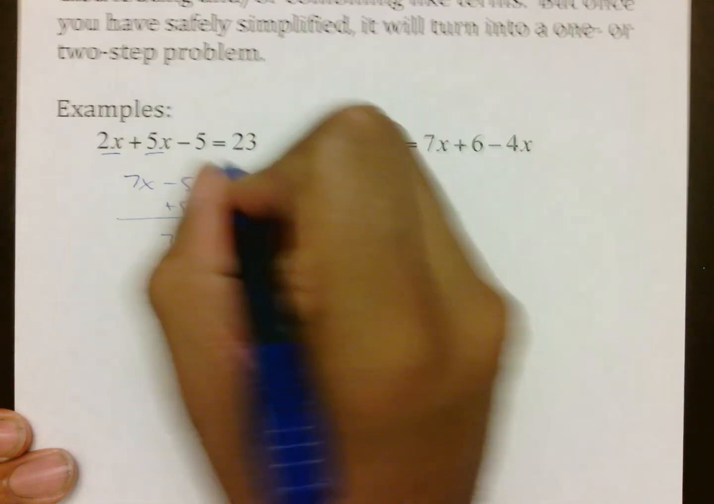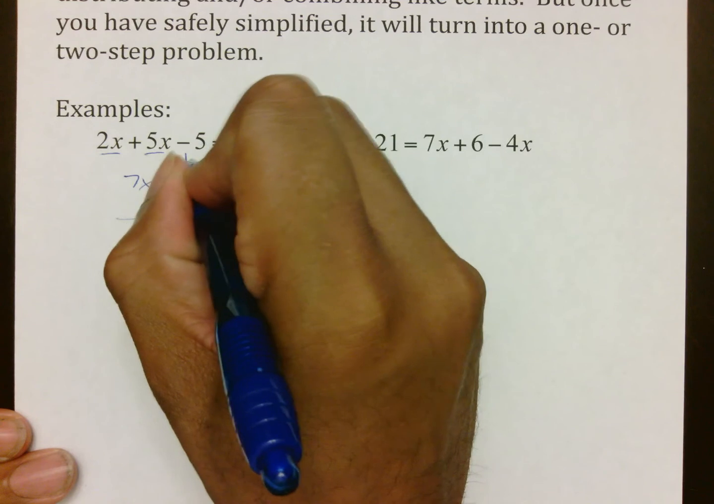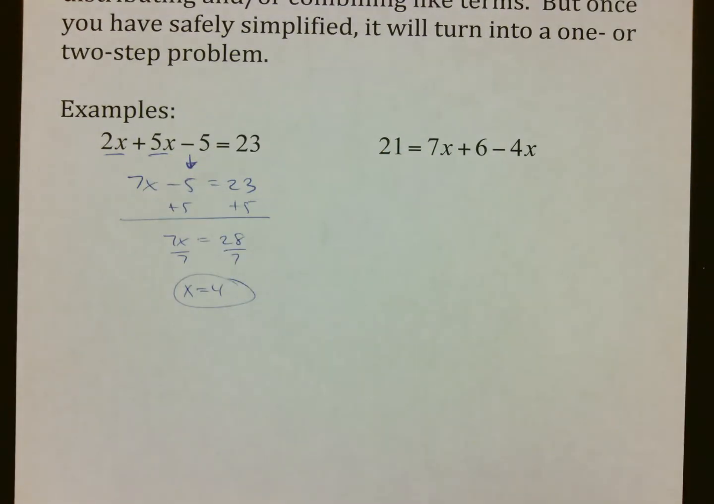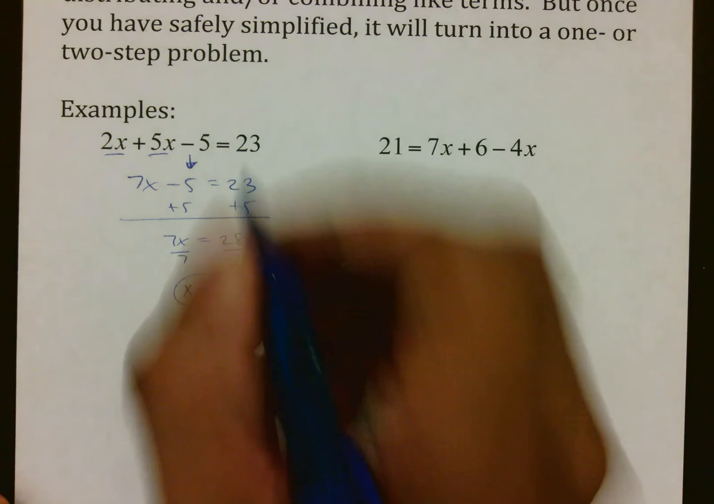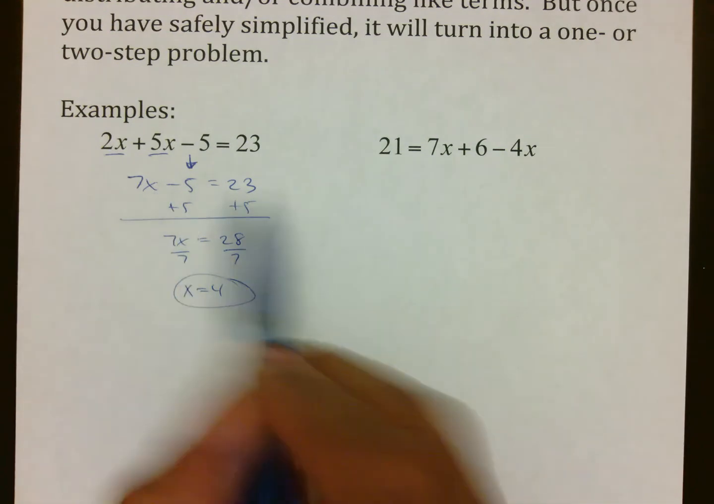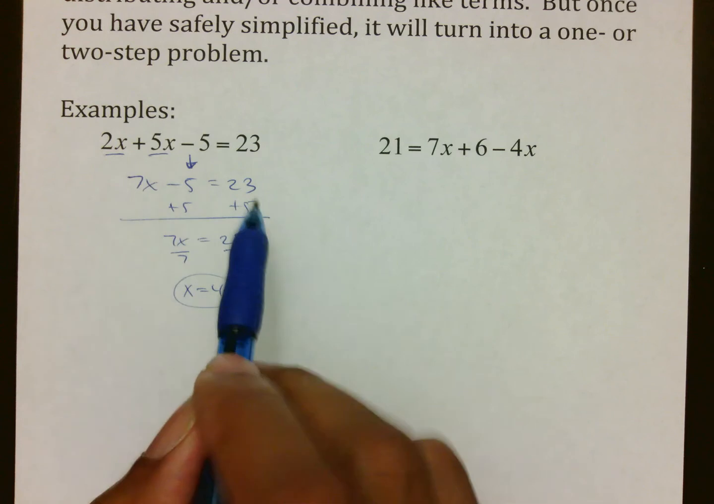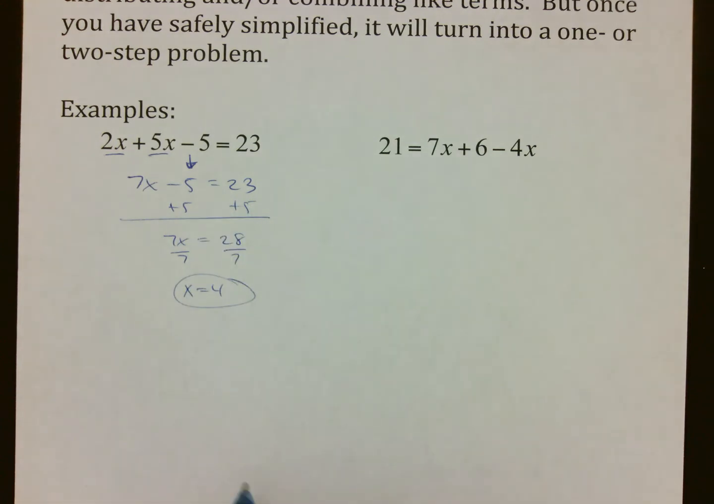Notice, once we did the step from not being simplified to here, that this was exactly what we did in two-step equations. That is what I call home. Once I see 7x minus 5 equals 23, or anything like a two-step equation, I say that we're home, and we should be able to find our way back.